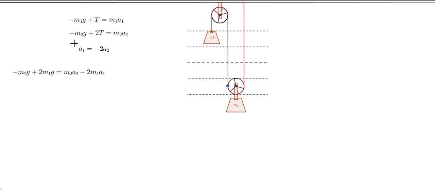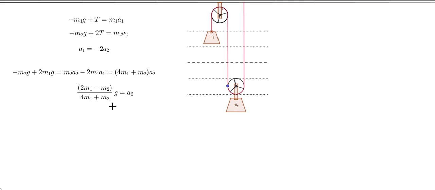And then we can substitute in this for a1, and we have 4m sub 1 plus m sub 2 times a2. Dividing this equation by this term in parentheses, we get that a2 equals (2m1 minus m2) divided by (4m1 plus m2), and all of that times g. It's not obvious that this would be the answer, so let's check to see if it actually makes any sense.